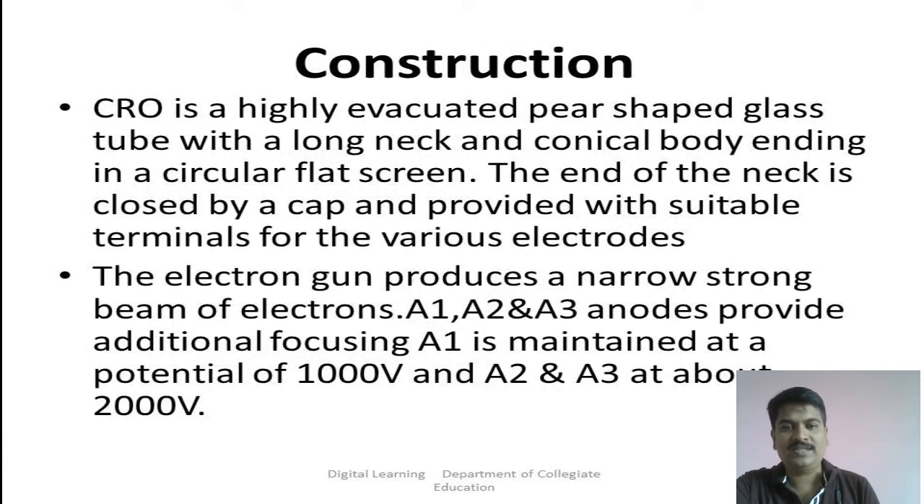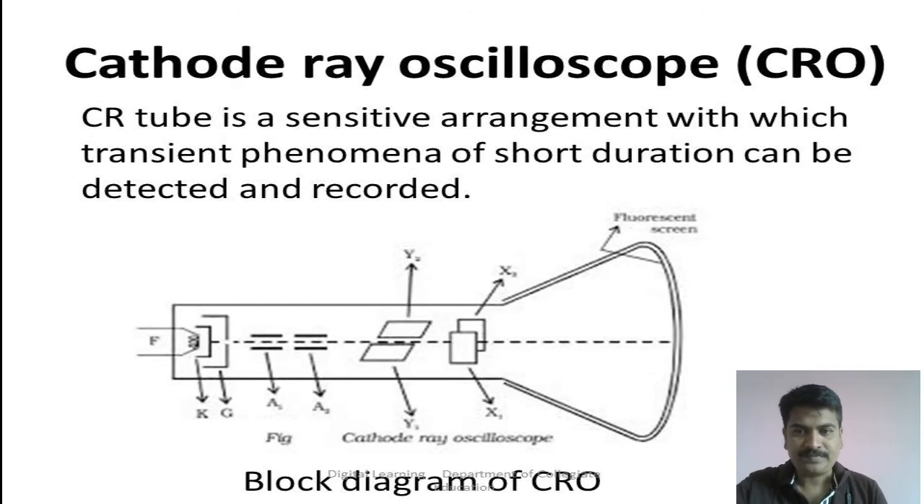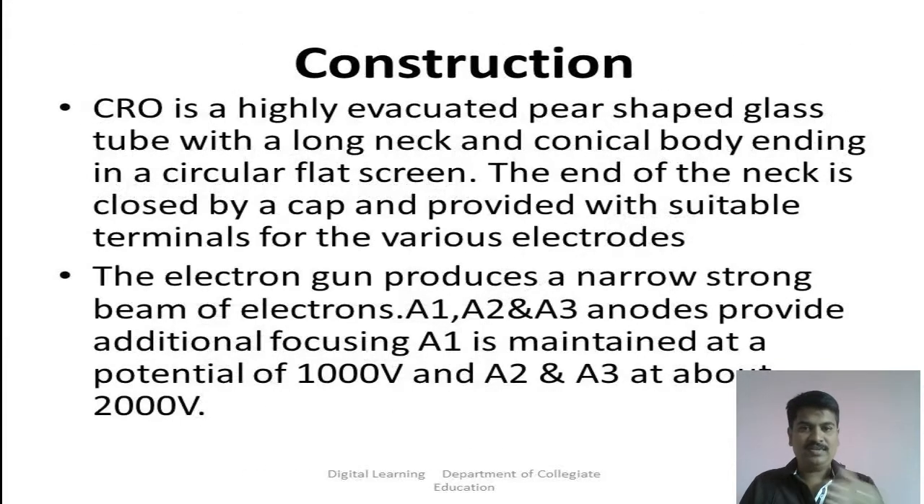Coming back to the construction, the first part, the electron gun, produces a narrow strong beam of electrons. Here this F is the electron gun. There is a tungsten filament over here. When the tungsten is heated, electrons are ejected out of it. The electrons come from this electron gun. That's the first step. Once the electrons come out, the next step is focusing.